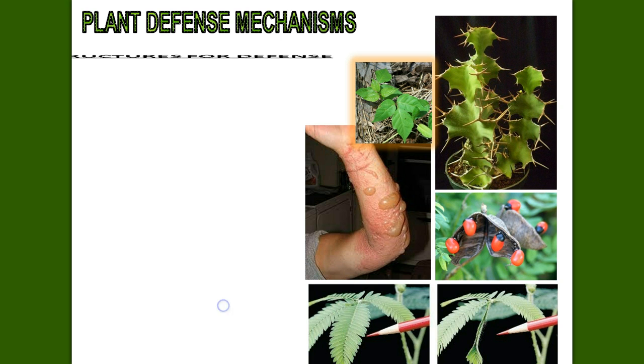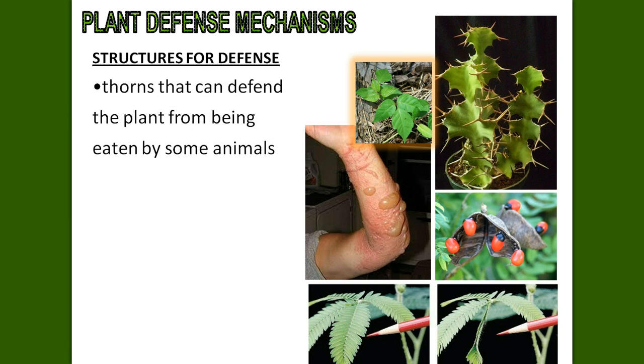Plant defense mechanisms. Structures for defense. They call them structures because they're part of a plant. Thorns that can defend the plant from being eaten by some animals are one structure for defense. These are thorns. You grab a hold of a rose and you feel a thorn and they hurt. They don't feel good. They can defend the plant from being eaten by some animals. There are thorns and jaggers on blackberries and other types of berries. So one structure for defense is thorns.